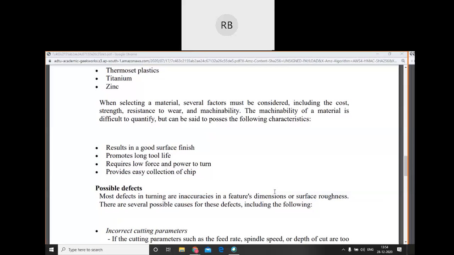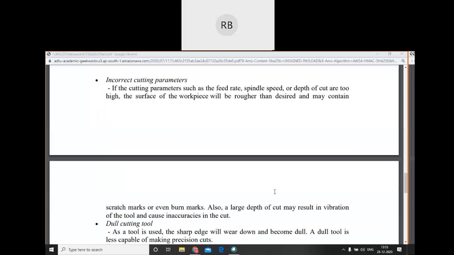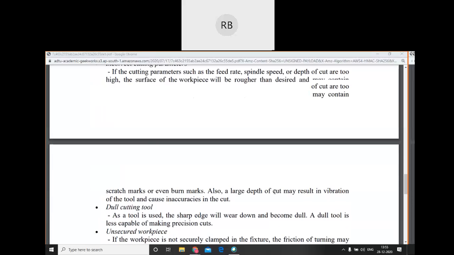Now, what are these chips? In the video you might have noticed the excess material that you have removed falling from the workpiece. Those are the small chips that you have to collect after your machining is complete. You have to collect all these chips and dispose of them.